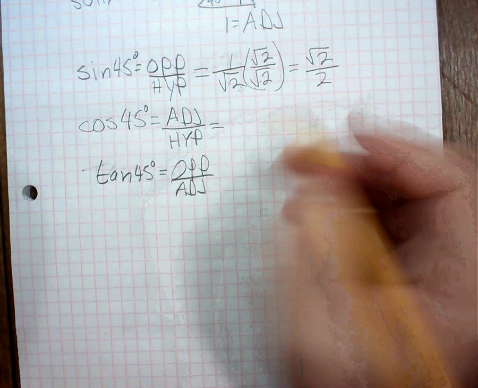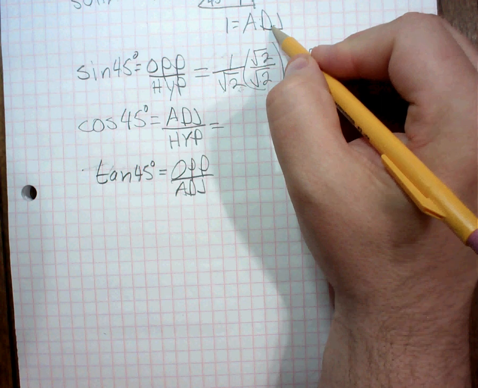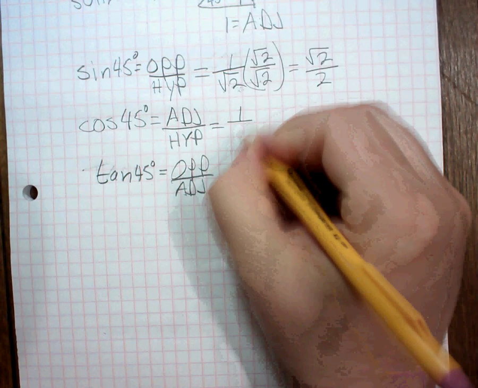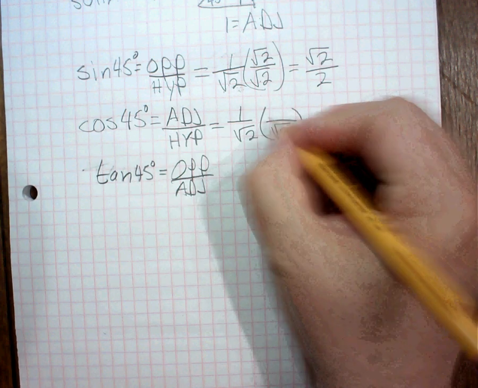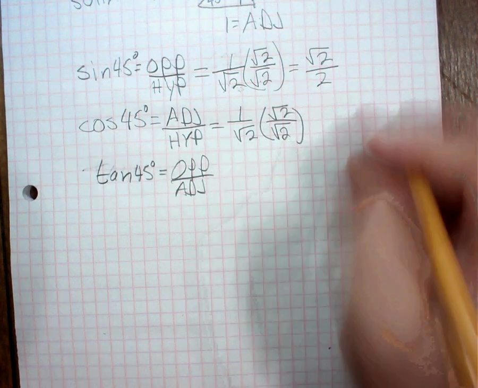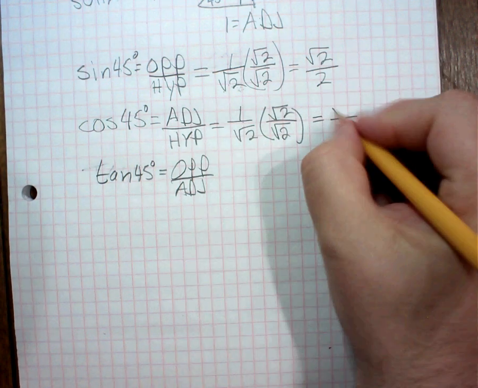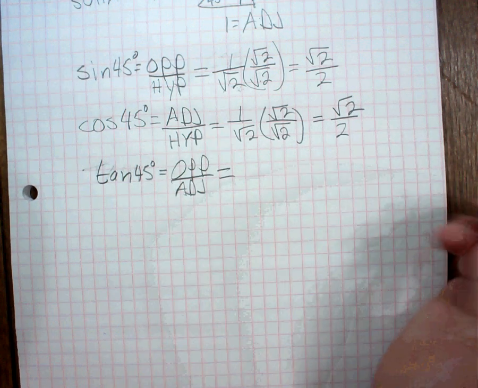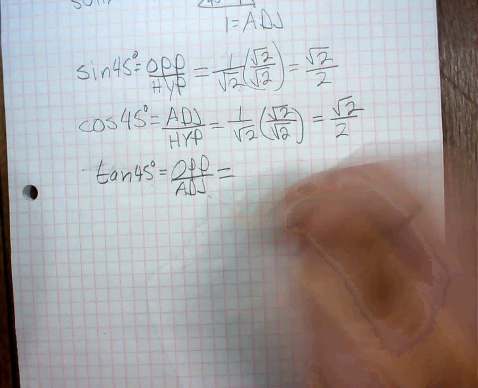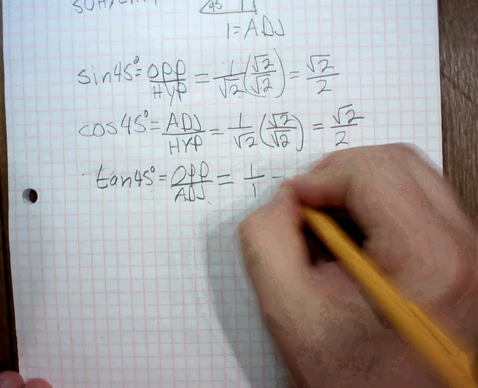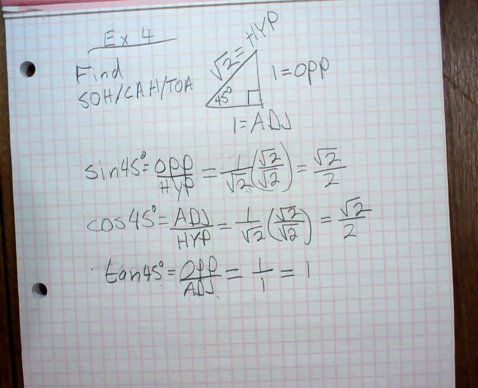Now, cosine of 45 is the adjacent over the hypotenuse, which is just going to be 1 over the square root of 2. Again, I want to rationalize the denominator, so I'm going to multiply this by the square root of 2. That gives me 2 on the bottom, and 1 times the square root of 2 is the square root of 2 on top. And then tangent of 45 degrees is the opposite over the adjacent, which is 1 over 1, which reduces down to 1. And that's that. That's example number 4.